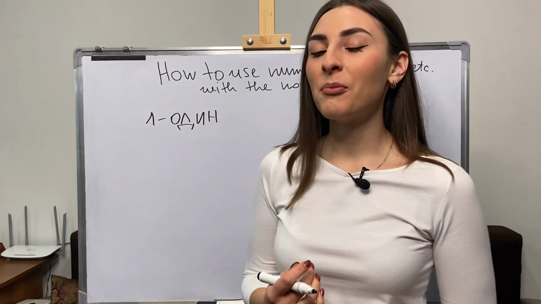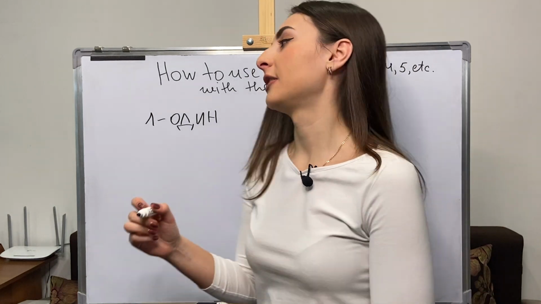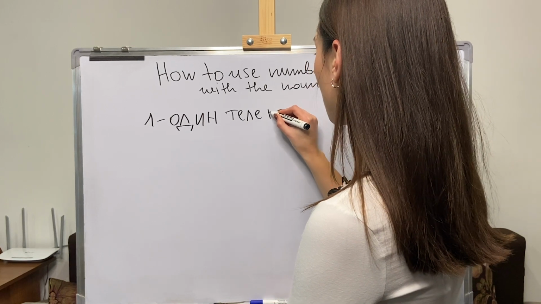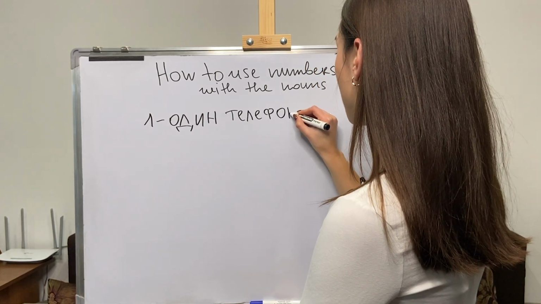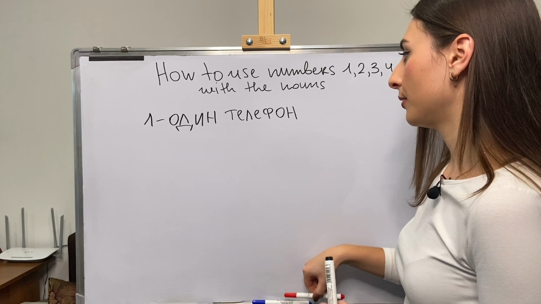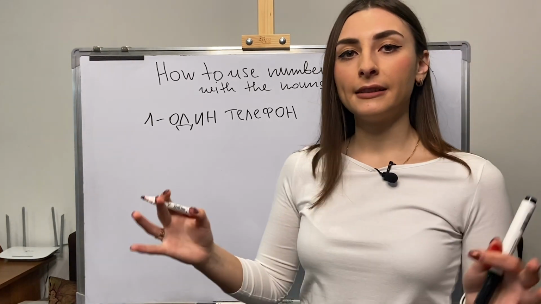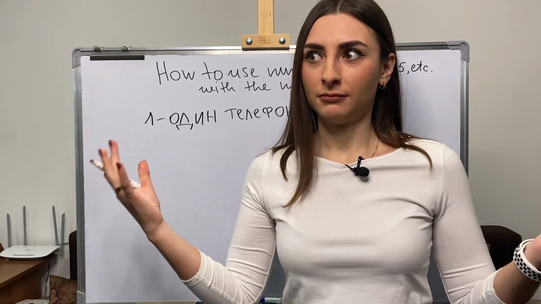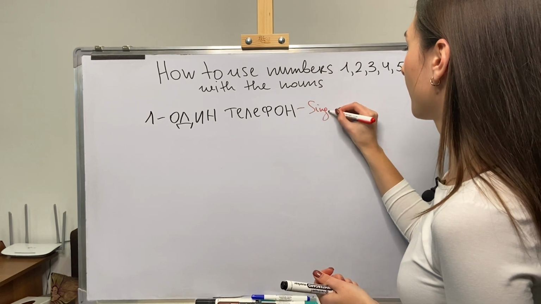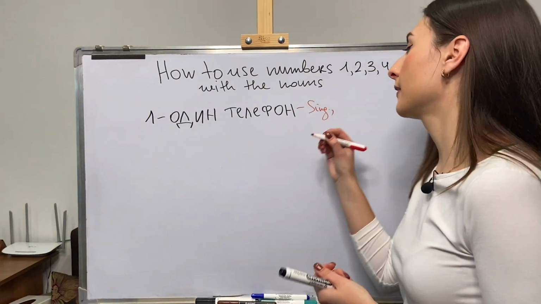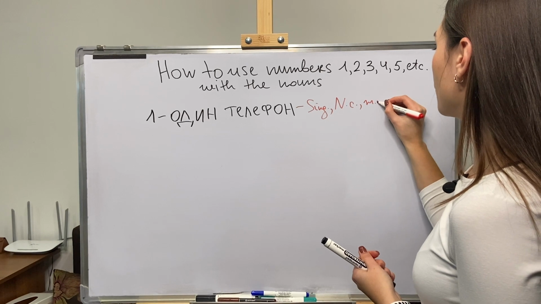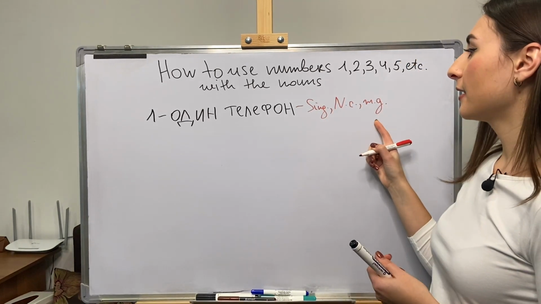And if you want to say, for example, one telephone, you say один телефон. Okay, один телефон. It is correct. So what we have to pay attention to here is that of course this is singular form, because 1 is a singular numeral. Yes, so we can check it out. This is singular. This is what case? It's nominative case, and also we have masculine gender. So singular, nominative case, masculine gender.